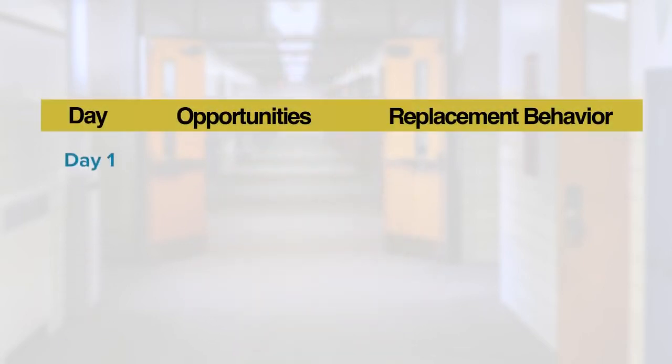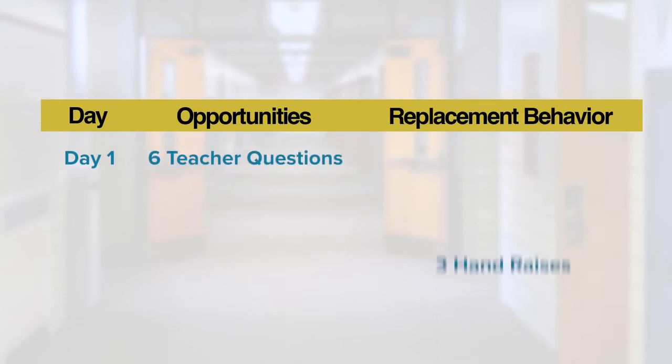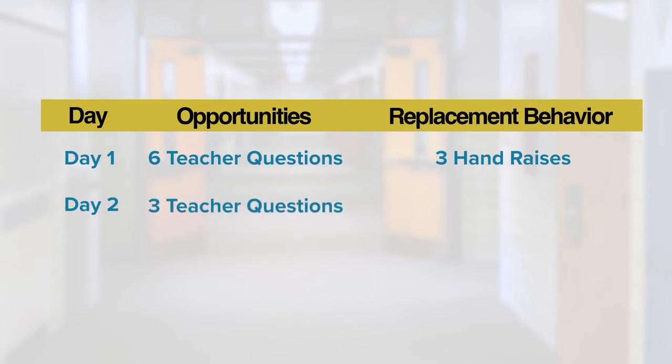Another very common measure is concerned with how often a behavior occurs under specific circumstances. We'll call this opportunity-driven data. For example, we're interested in knowing how often the student is able to raise their hand when a group question is asked. On the first day, the teacher asked 6 questions and the student raised their hand 3 times. The next day, the teacher asked 3 questions and the student raised their hand twice.